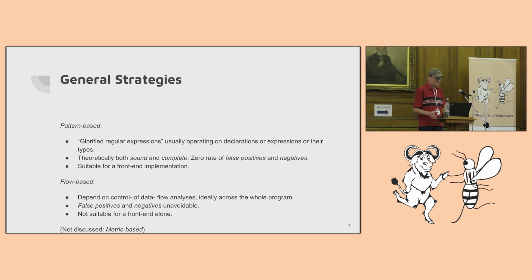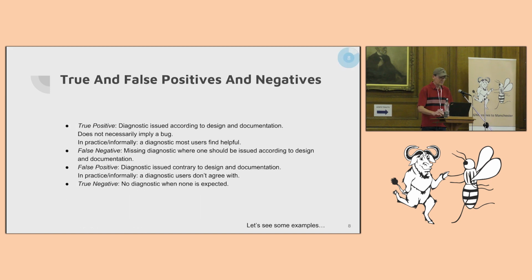There are also metric-based analyzers and metric-based diagnostics that are not going to be discussed, but they involve, for example, cyclomatic complexity and using the cyclomatic complexity of a function to determine the likelihood of the function containing an error or a defect. So I mentioned true and false positives. I want to take a little bit of time to go over the definitions of true and false positives, both the quote-unquote formal definition and the less than formal definition that's used by most of us.